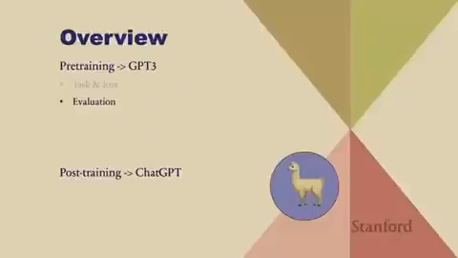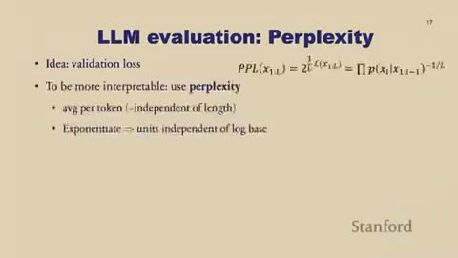Great. So we talked about the task, the loss, and the tokenizer. Let's talk a little bit about evaluation. The way that LLMs are usually evaluated is using what we call perplexity. At a high level, it's basically just your validation loss. The slight difference is that we use something slightly more interpretable: we take the average per token loss, and then you exponentiate it.